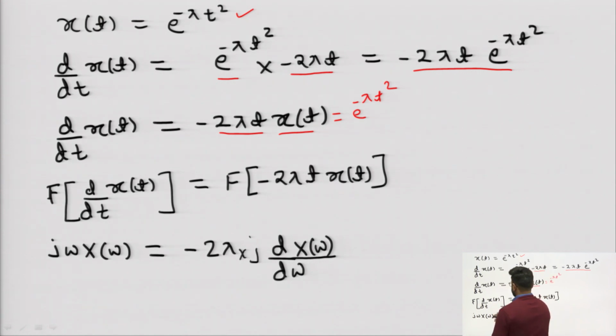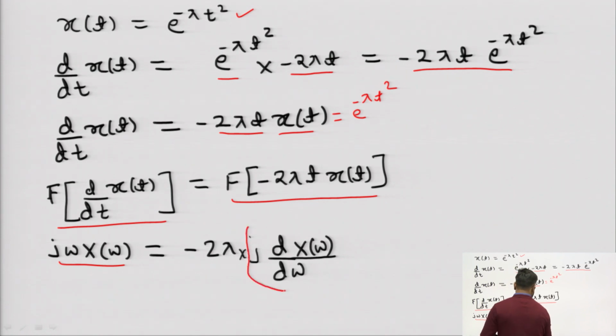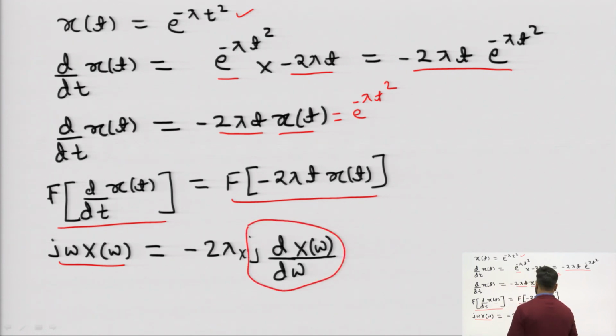Now, when we take the Fourier transform on both sides, the Fourier transform of d by dt of x t equals the Fourier transform of minus 2 pi t x t. According to the property, the Fourier transform of d by dt x t will be j omega x omega, minus 2 pi is a constant, and the second property was that the Fourier transform of t into x t will be j into d by d omega of x of omega. So, this is the second property that we have applied, and this is the first property that we have applied.